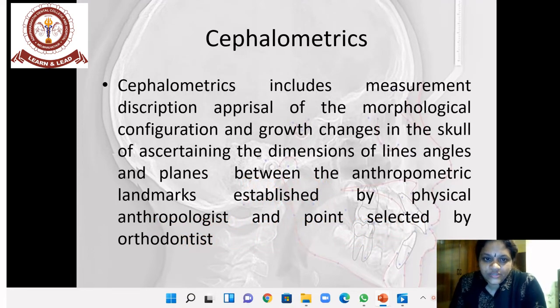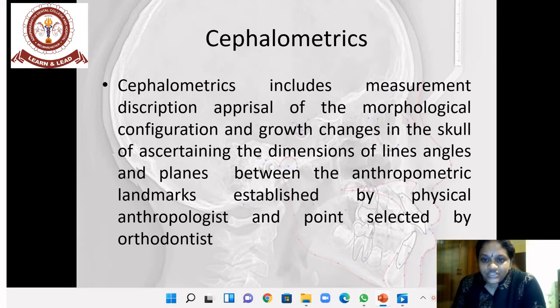Cephalometrics includes measurement, description, and appraisal of the morphological configuration and growth changes in the skull, ascertaining the dimension of lines, angles and planes between the anthropometric landmarks established by physical anthropologists and points selected by orthodontists. So it is nothing but whenever we treat an orthodontic patient, we will be taking a pre-treatment cephalometric in which fixed and derived anatomical landmarks will be there.